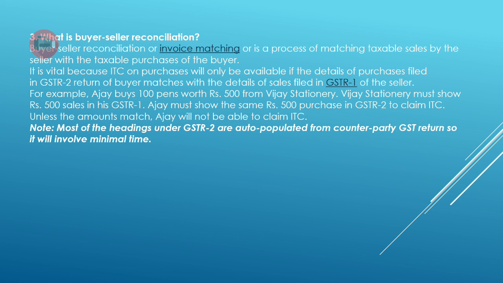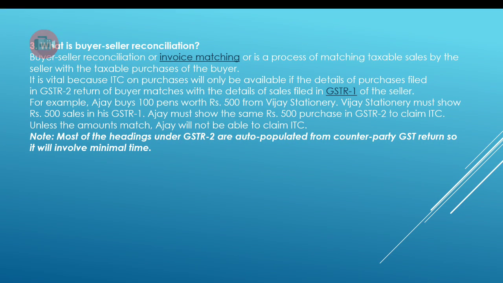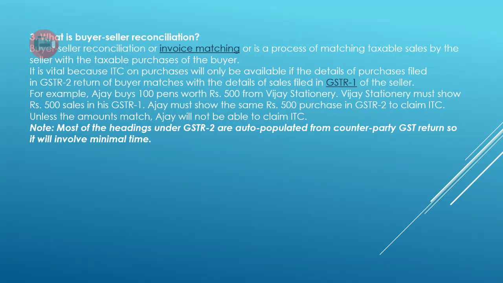GSTR 1 of the seller. For example, Ajay buys 100 pens worth rupees 500 from Vijay Stationery. Vijay Stationery must show rupees 500 sales in GSTR 1. Ajay must show the same rupees 500 purchases in GSTR 2 to claim ITC. Unless the amounts match, Ajay will not be able to claim ITC. Most of the headings under GSTR 2 are auto-populated from the counterparty GSTR return, so it will involve minimal time.